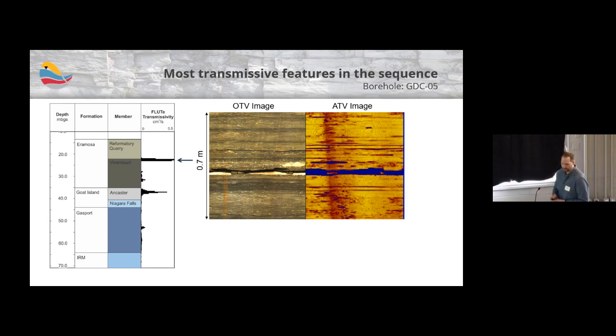So we'll go through some ATV, some acoustic and optical televiewer images to get a sense of what porosity features are there. So you can see in this uppermost unit here, this is the highest transmissivity in all of the boreholes across the site. This fracture that you can see in that image is laterally extensive and is present in all of the boreholes. It's quite a large aperture, and you can see that response in the transmissivity data.